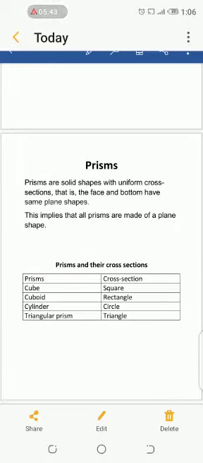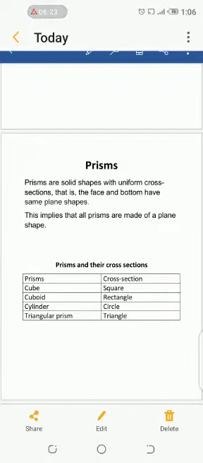What do we mean by uniform cross section? That is, when you pick up any prism and you slice it uniformly across it, the shape you have will be the same shape when you slice it at another point. For example, your onions. When you pick a bulb of onions, you slice the bulb of onions at any point, you have a circular shape. That is an example of a prism. So a prism is a solid shape with uniform cross section.